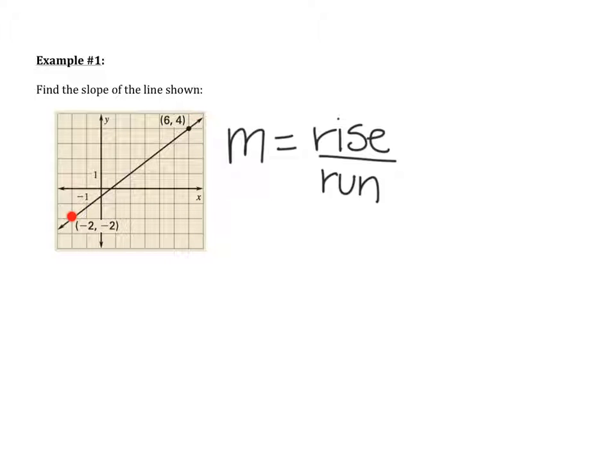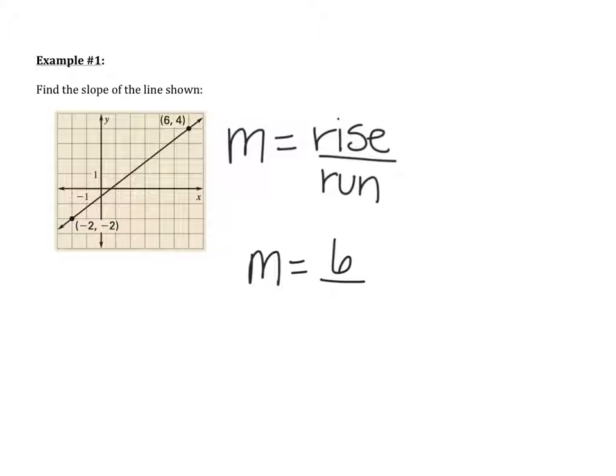So I'm going to start by finding the rise by counting upward: 1, 2, 3, 4, 5, 6 units. Once I go up 6 units, I am now on the same level as the other point, (6, 4). So again, my rise: 1, 2, 3, 4, 5, 6. The rise is 6. So now I'm halfway there.